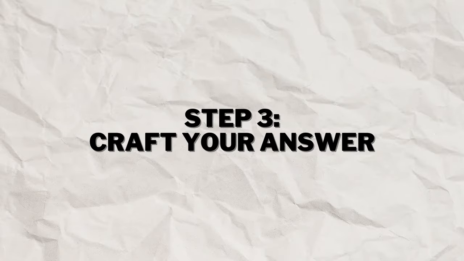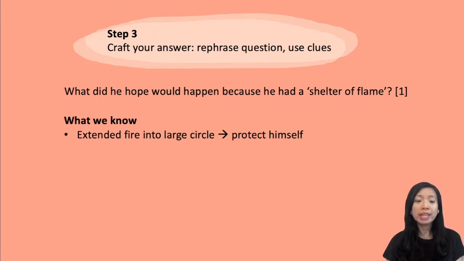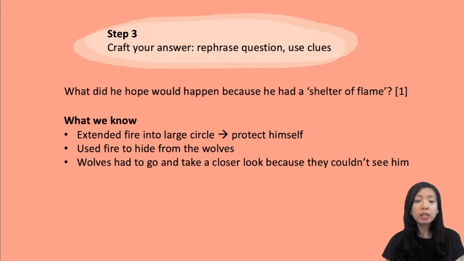So step 3 is where we have to craft our answer. So this is the question, and as usual, we need to consolidate everything that we have gathered. So first of all, we know that he extended the fire into a large circle. He did this to protect himself. He used the fire to hide from the wolves, and the wolves had to go and take a closer look because they couldn't see him. So all these clues actually tell us what he hoped to accomplish with this shelter of flame. Before I can craft my answer, as usual, I'm going to identify some words that I can rephrase from the question in my final answer. And I have highlighted he hoped because I can actually use that in my answer.